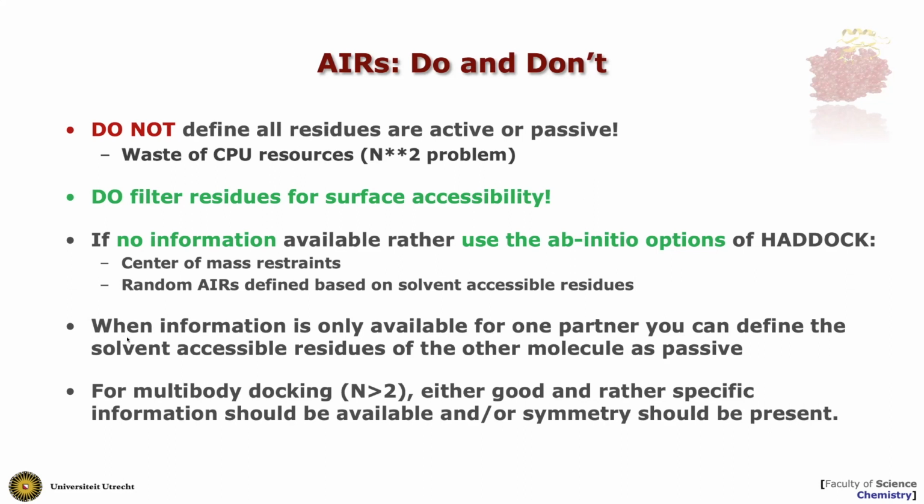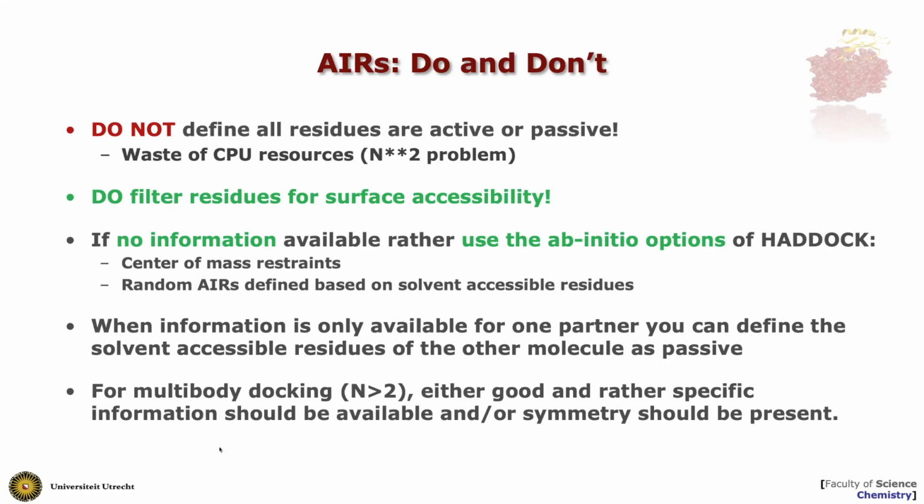If you only have information on one of the two partners, a typical example could be an antibody-antigen complex, where on the antibody side, you know where the loops are, so the hypervariable loops, but on the antigen, you might not know where the binding site is. You could, in principle, define the entire surface as passive. I didn't explain the concept of active and passive. Passive residues in HADDOCK can be at the interface, but they don't have to, while an active residue should be at the interface, otherwise an energy penalty is raised.